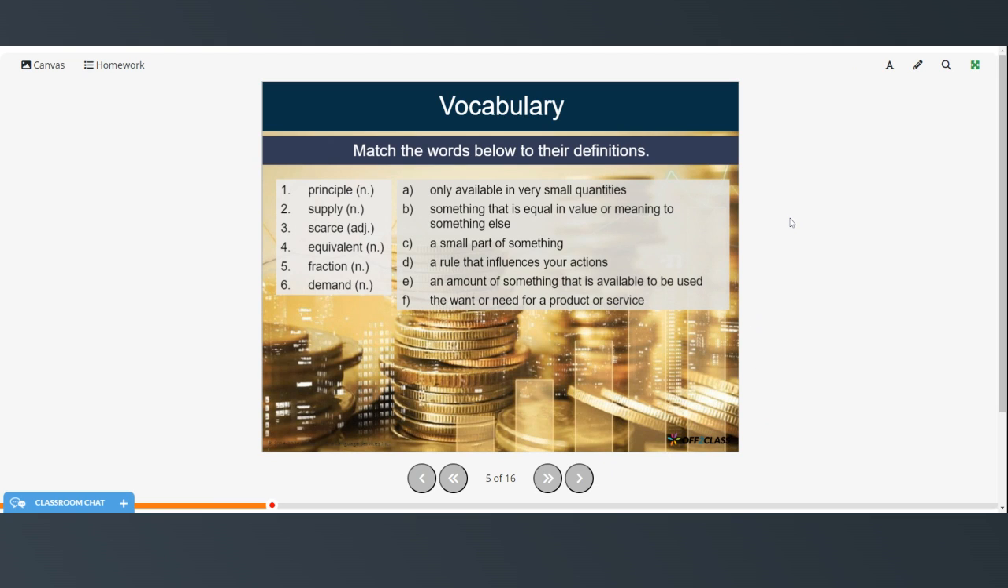All right, now we'll look at some vocabulary words. Again, you can pause the video, match the definitions with the words, and then restart when you're ready to check your answers.